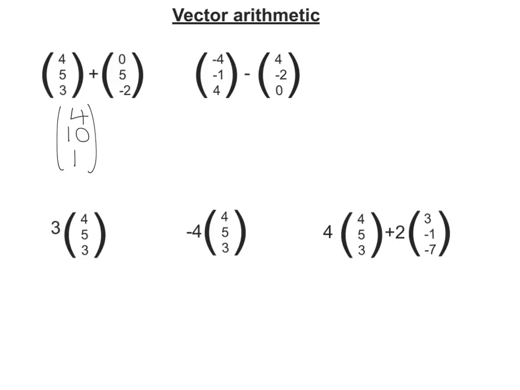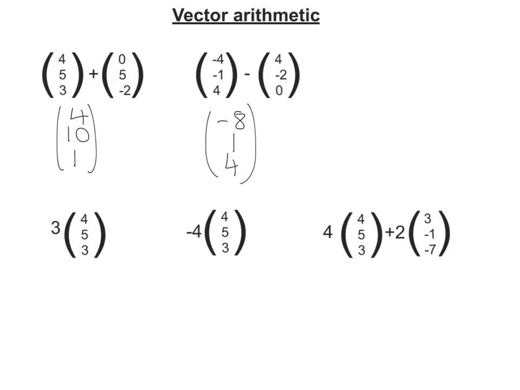So that's it. Same with if we're taking away, we just take away corresponding components or corresponding rows. So negative 4 take away 4 is negative 8. Negative 1 take away negative 2, well that's the same as negative 1 add 2, so that's 1. 4 take away 0 is 4.